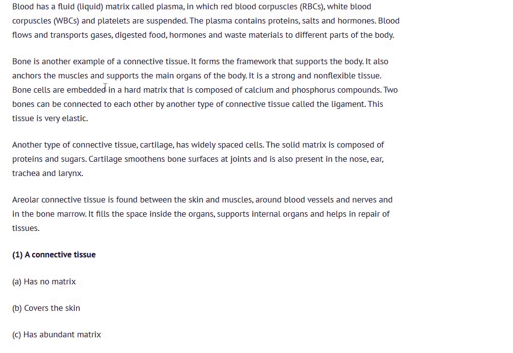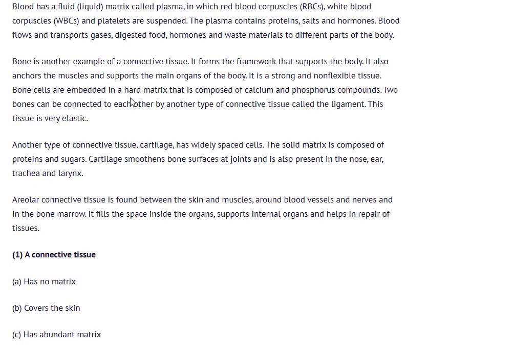Another type of connective tissue, cartilage, has widely spaced cells. Solid matrix is composed of proteins and sugars. So see, cartilage is made up of proteins and sugars. So you should intake more of the proteins, but no sugar. Cartilage smoothens bone surface at joints and is also present in the nose, ear, trachea, larynx. Areolar connective tissue is found between skin and muscles, around blood vessels and nerves, in bone marrow. It fills the space inside the organs, supports internal organs, and helps in repair of tissues.